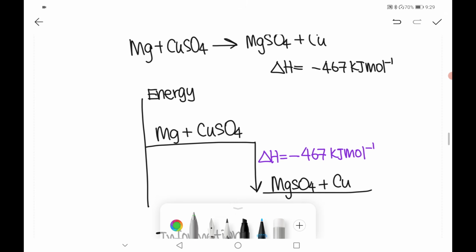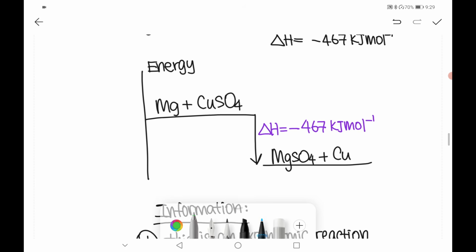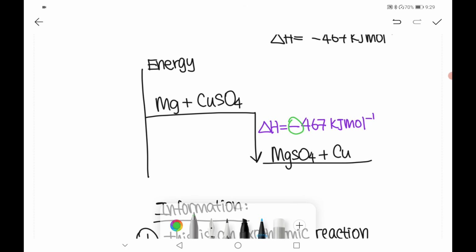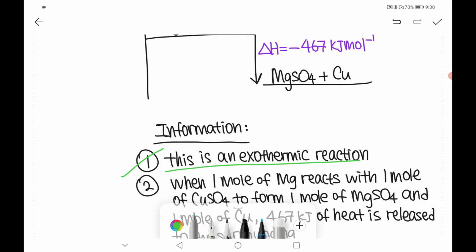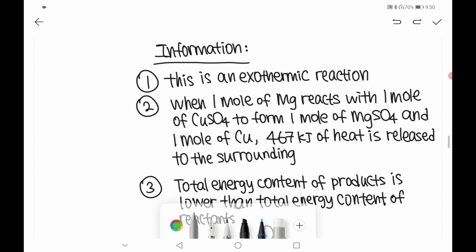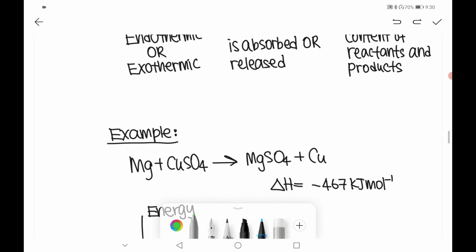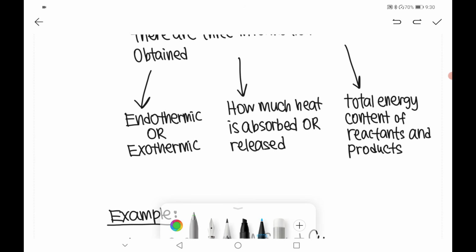How do I know? I look at the sign. By looking at the sign of the delta H, I will know if it is endo or exo. When you see negative, negative means exo. When the delta H is negative, it is exo. So from here, I already know this is an exothermic reaction. The next one: I can find out how much heat is absorbed or released.